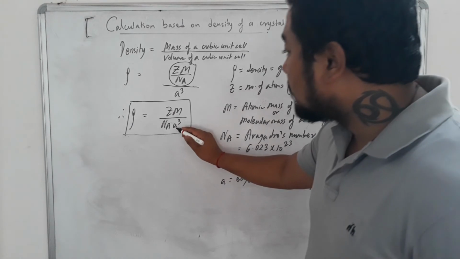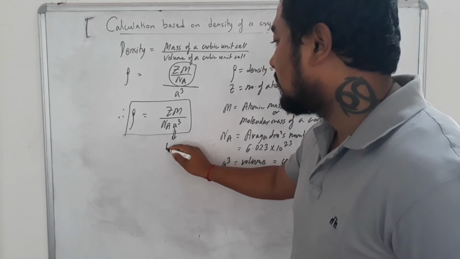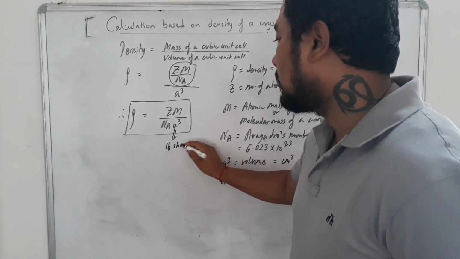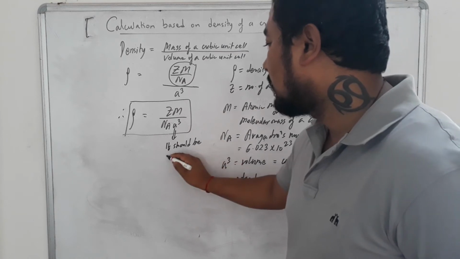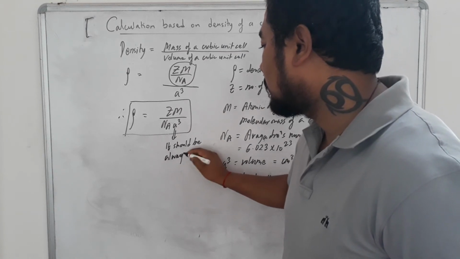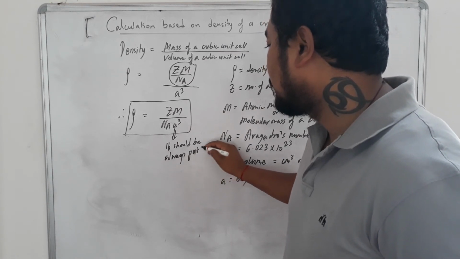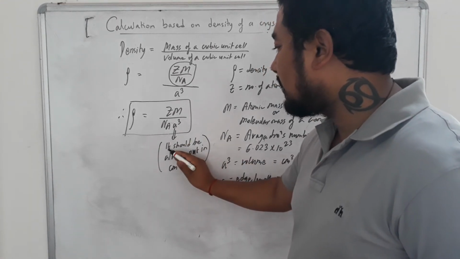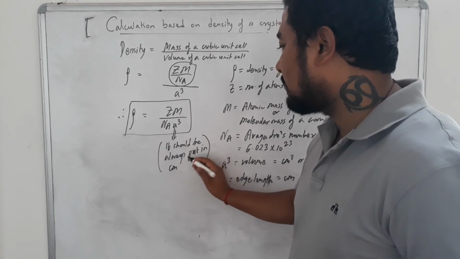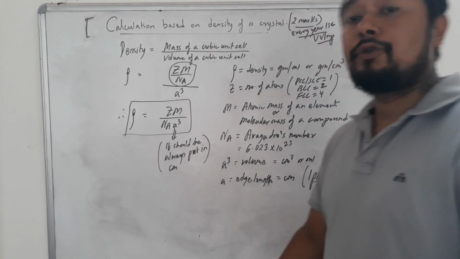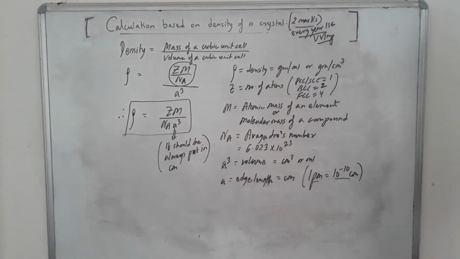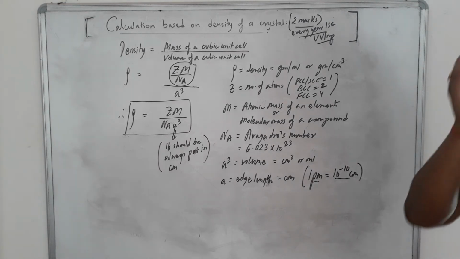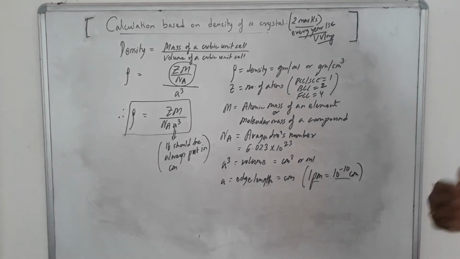So do remember, students, whenever you put this edge length, it should always be put in centimeter. So the value of a should always be put in centimeter. You should not put it in picometer, otherwise the answer goes wrong. Always remember, you put it in centimeter. But what if other units come?